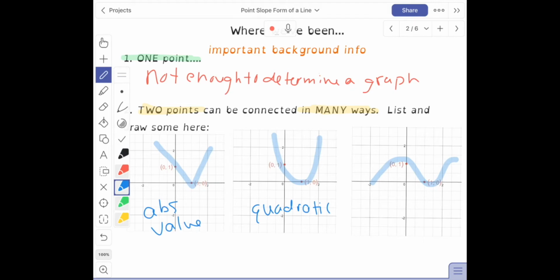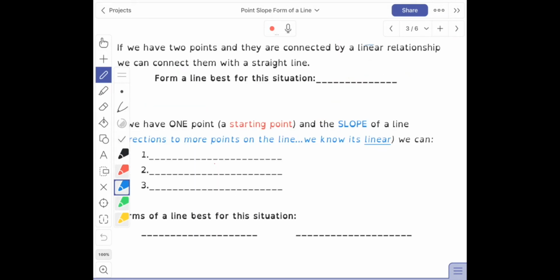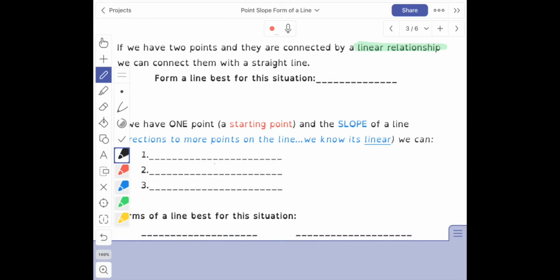So once we know that 2 points are going to be connected by a line, that's our permission. We call that a linear relationship. So when we see the words linear relationship, that means we are going to take 2 points and we're giving ourselves permission to connect them with a line and not some other sort of shape.